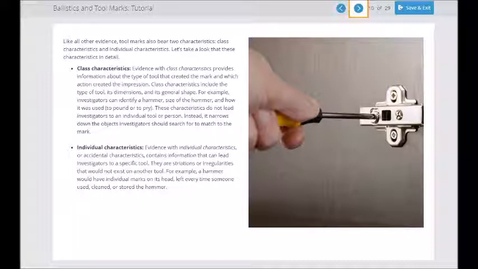Individual characteristics, these are things that can lead to a specific tool. They're like a fingerprint almost. They're unique to the tool. Striations or irregularities in the hammer. I looked at the tip of my hammer just a second ago, and sure enough, I've hit something metal with it, and it's left a kind of a groove on one part. And I'll bet you, if I were to hit a piece of wood, you could look at that piece of wood and see the groove.